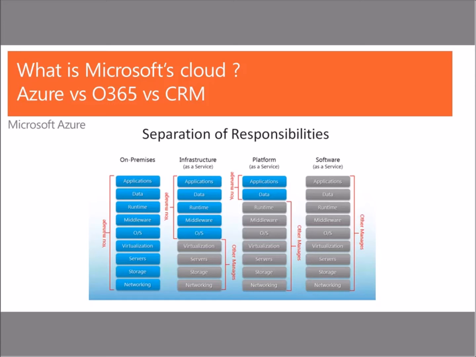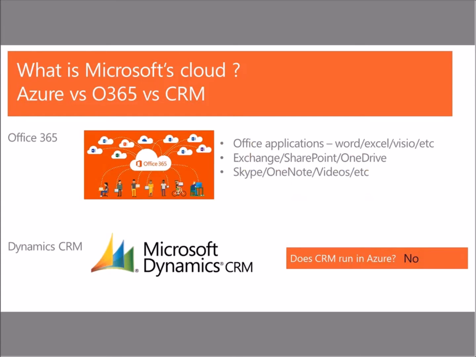And then software as a service, where Microsoft manages the whole application from top to bottom. And that's mostly Office 365. Office 365 are the Office applications: Word, Excel, Visio, now these are the on-prem applications. And it's also Exchange, SharePoint, OneDrive, OneNote, Lync or Skype. Lync has been renamed to Skype for Business.